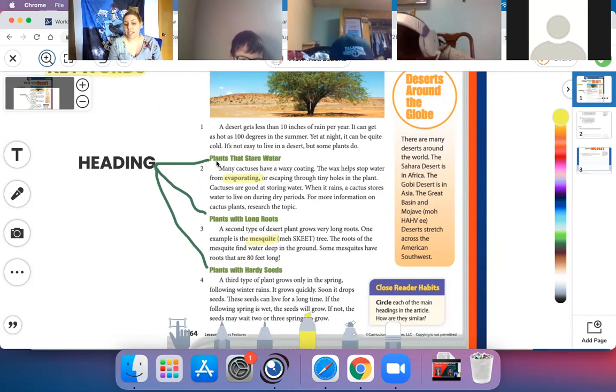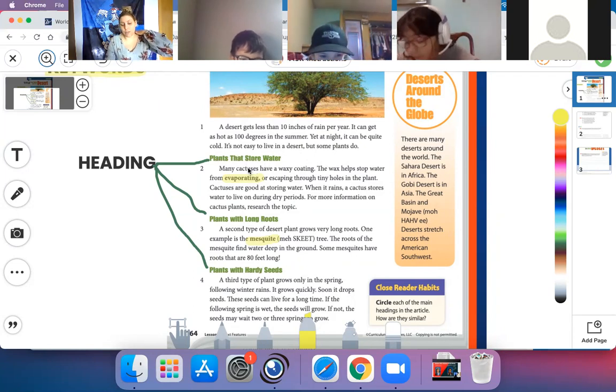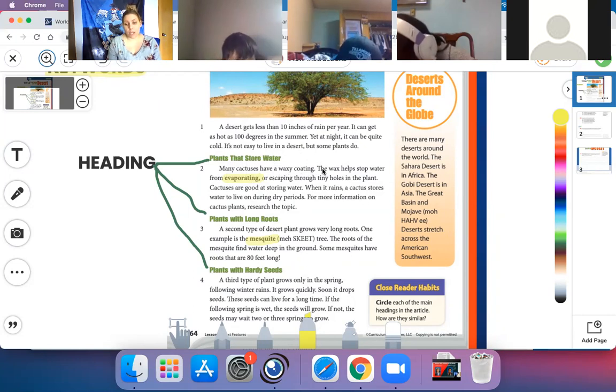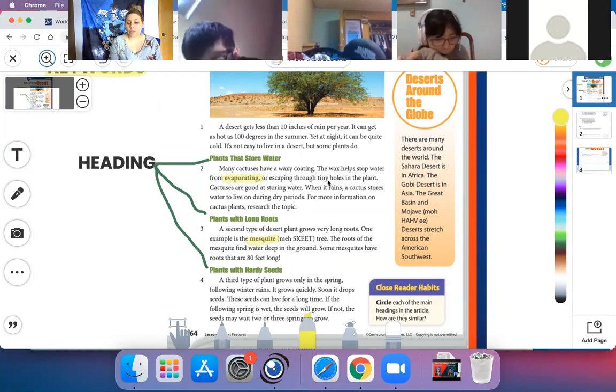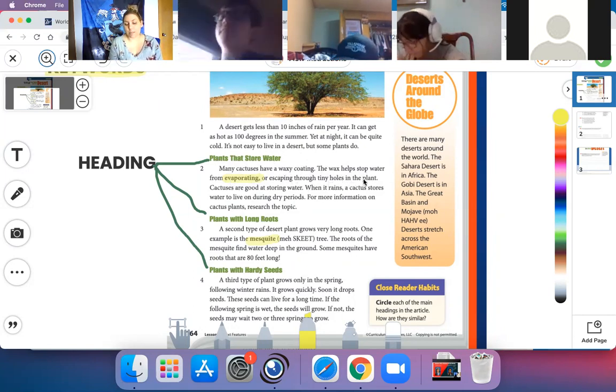And now we're at our first heading, plants that store water. So this paragraph is going to tell us about how plants survive in the desert by storing water. Many cactuses have a waxy coating. The wax helps stop water from evaporating or escaping through tiny holes in the plant.